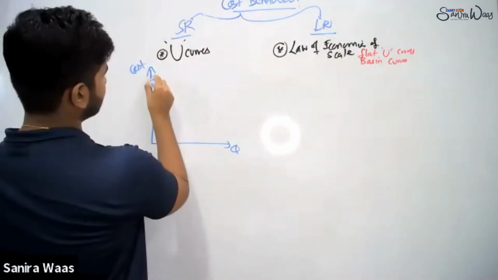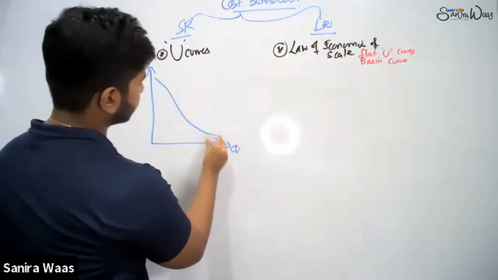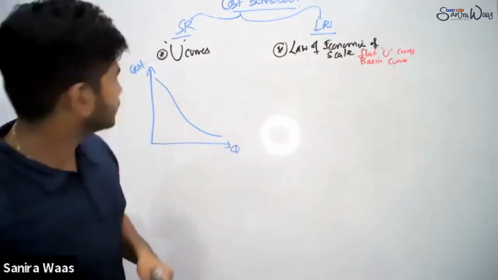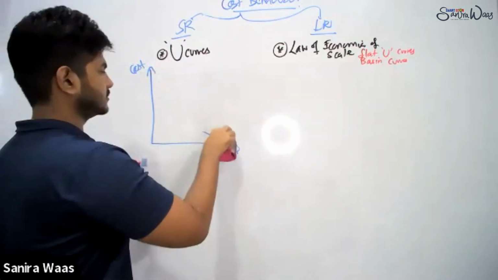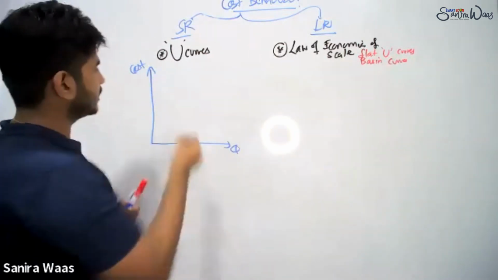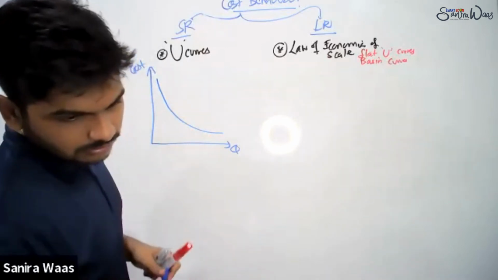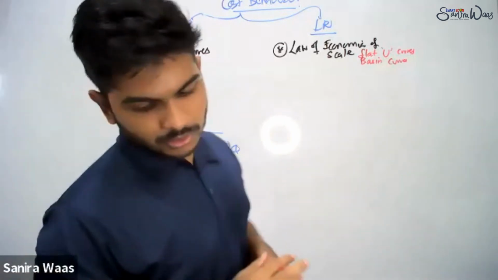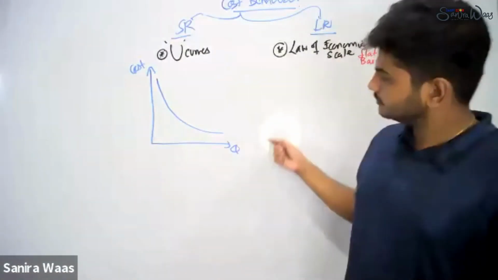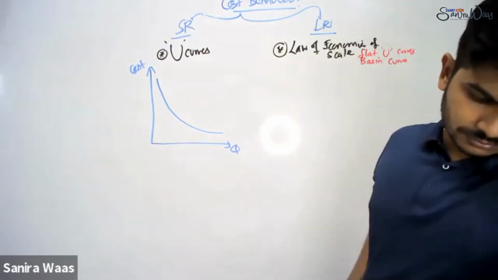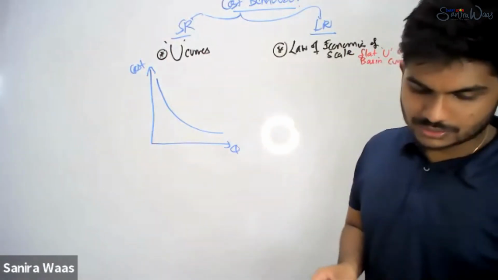So we have one curve like this. What is this curve all about? And what is this curve all about? Yes, this is your AFC.